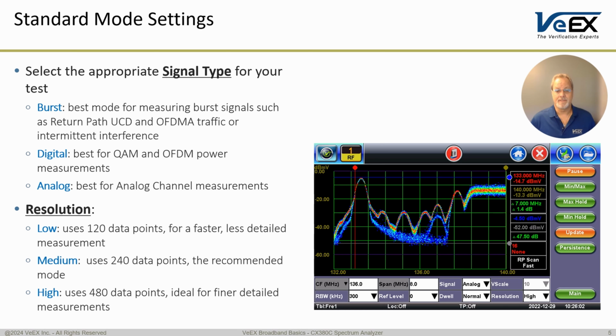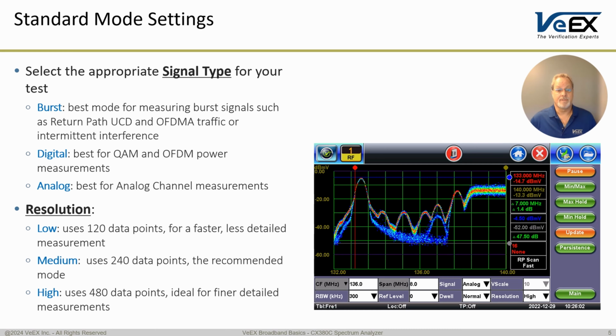When the signal type is set to digital, this is the best for looking at QAM and OFDM signal measurements. The field below will show average. The user will have the ability to select three different settings: low, normal, and high. This sets the amount of averaging done on the trace data. The higher the averaging, the more defined the trace will look.